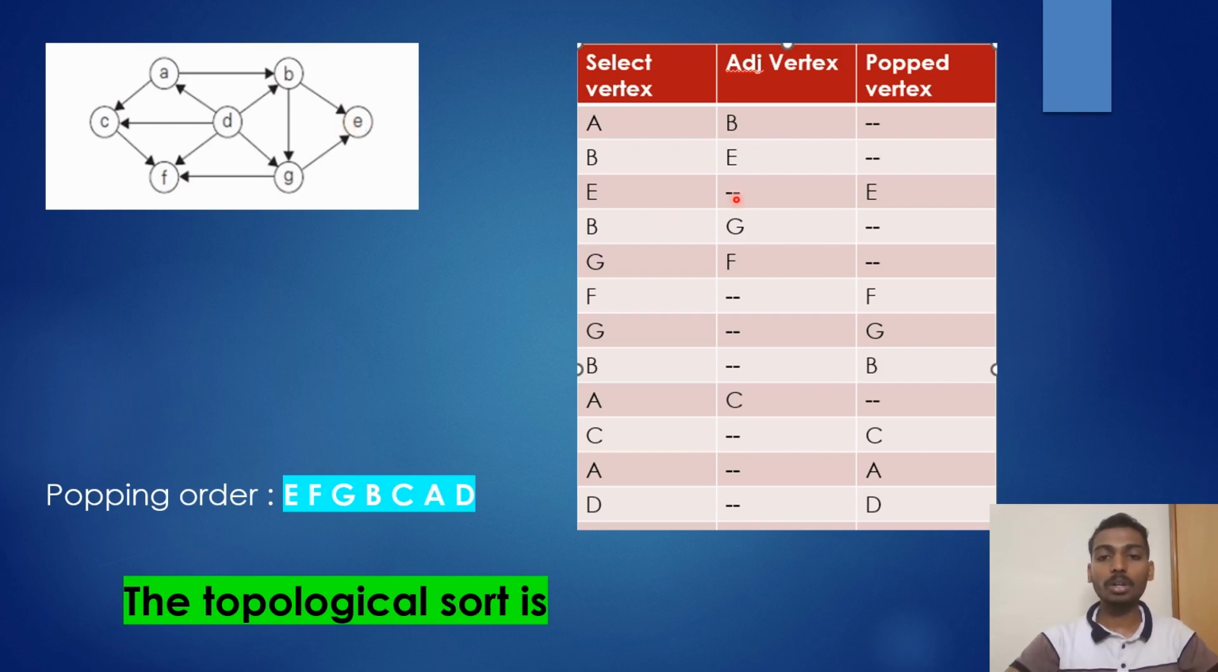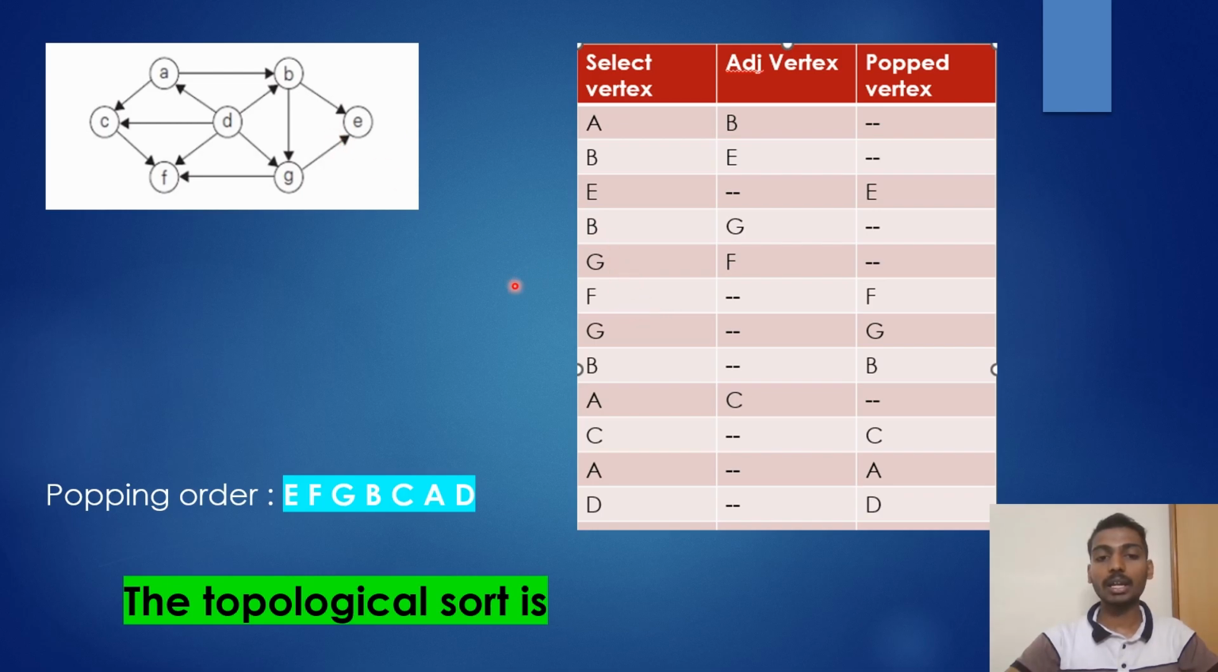So E should be popped out first from the stack, and then it will move back to B, that is the selected vertex B, and it will check whether B has any adjacent vertex. Here now we will see that B has the adjacent vertex G, and G has the adjacent vertex F. And we will see here F has no adjacent vertex. There is no connection going out from F. So F we need to pop out next.